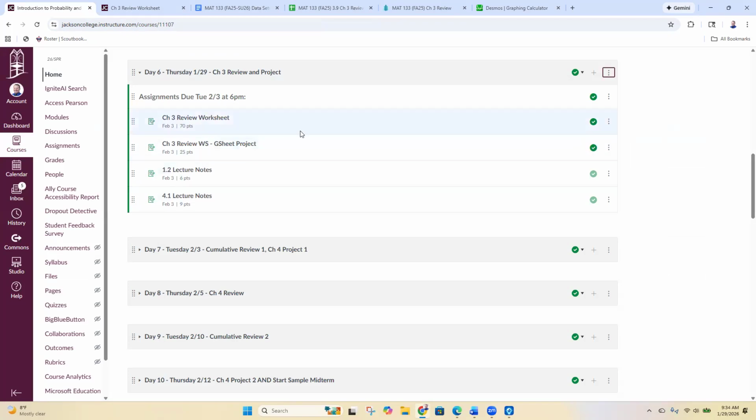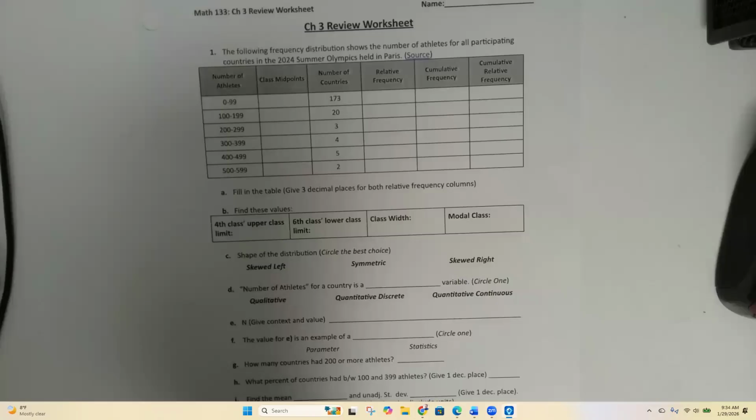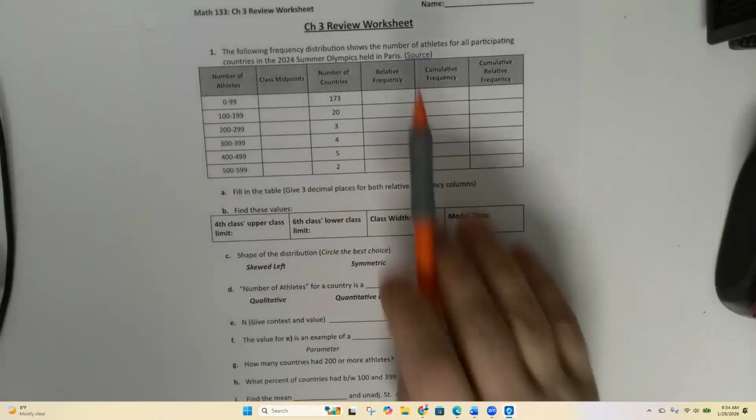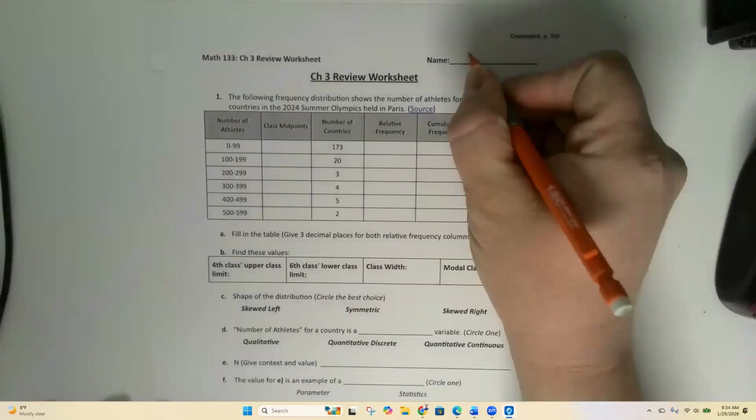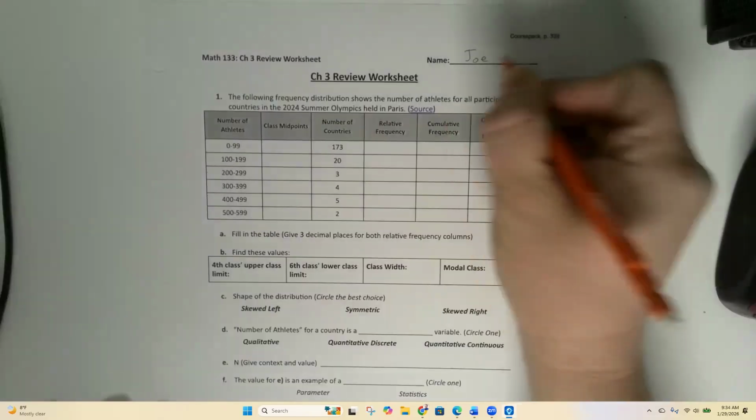The Chapter 3 review is going to start on page 339 in your course pack. Okay. Chapter 3 review, page 339. It's 4 pages, so go grab those.